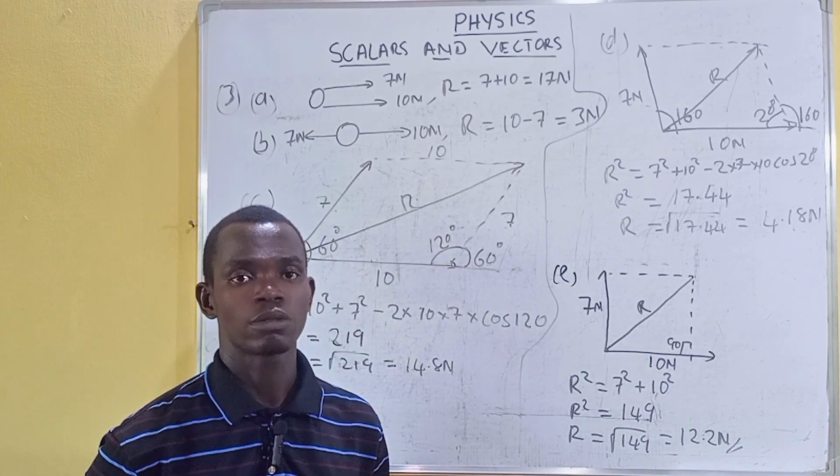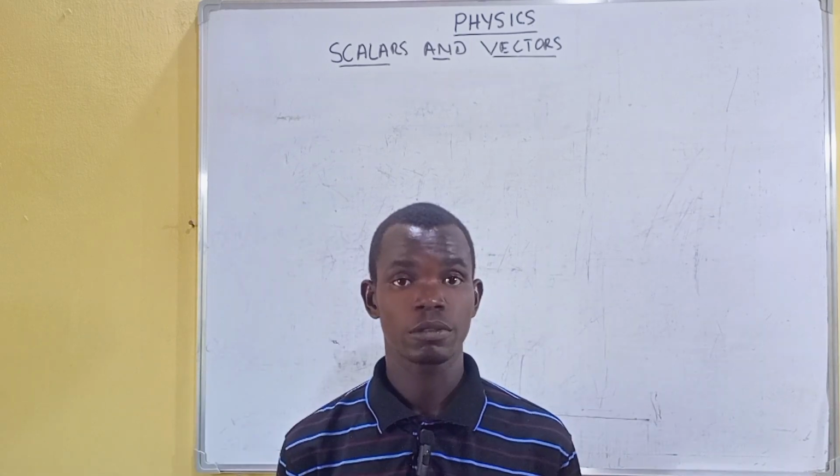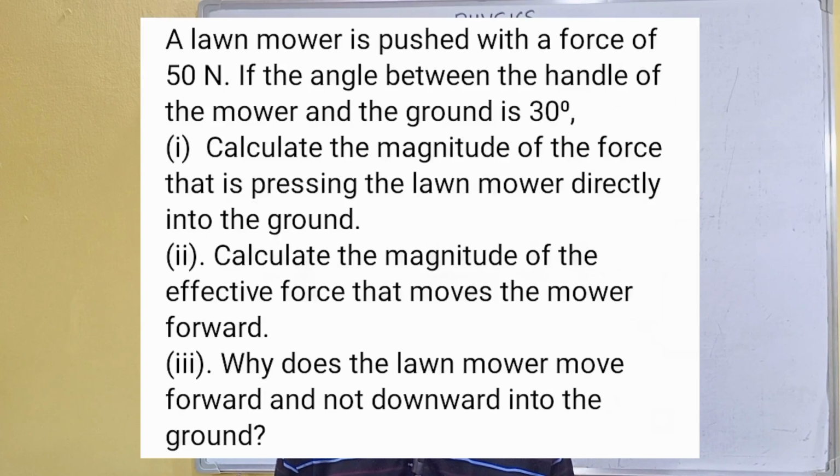Let's look at question 4. A lawnmower is pushed with a force of 50 Newton. The angle between the handle of the mower and the ground is 30 degrees. 1. Calculate the magnitude of the force that is pressing the lawnmower directly into the ground. 2. Calculate the magnitude of the effective force that moves the mower forward. And 3. Why does the lawnmower move forward and not downward into the ground?